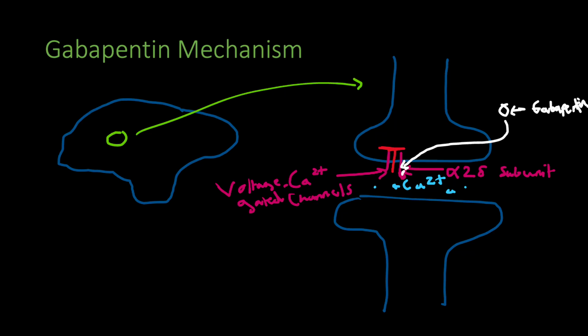When it binds, it binds to the alpha 2 delta subunit of the voltage-gated calcium channels on the presynaptic neurons, and this will reduce the calcium influx into the neuron. So without the calcium entering, there's no excitatory neurotransmitter release, so it's not going to really excite there. And this stabilizes the hypothalamus and reduces hot flashes overall.